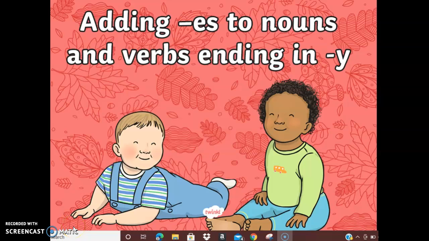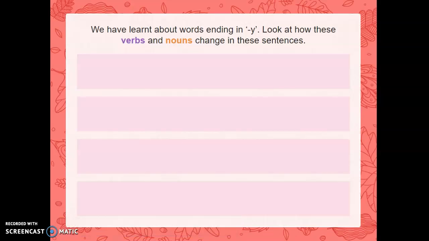This week in phonics, we have been learning how to add the es suffix to nouns and verbs ending in y, and we've been looking at the rules and how to spell them. So I would just like to do a quick recap before you have some time to practice looking at those spellings, learning those spellings, and practice writing some words with them. So let's just have a quick recap then.